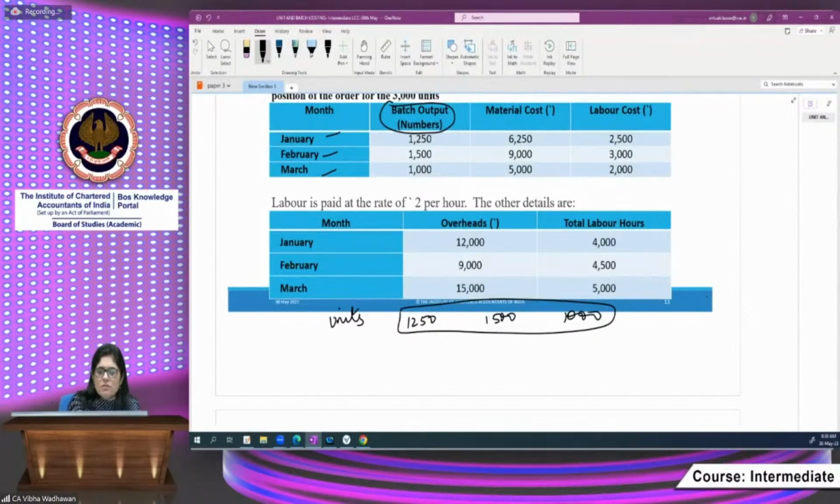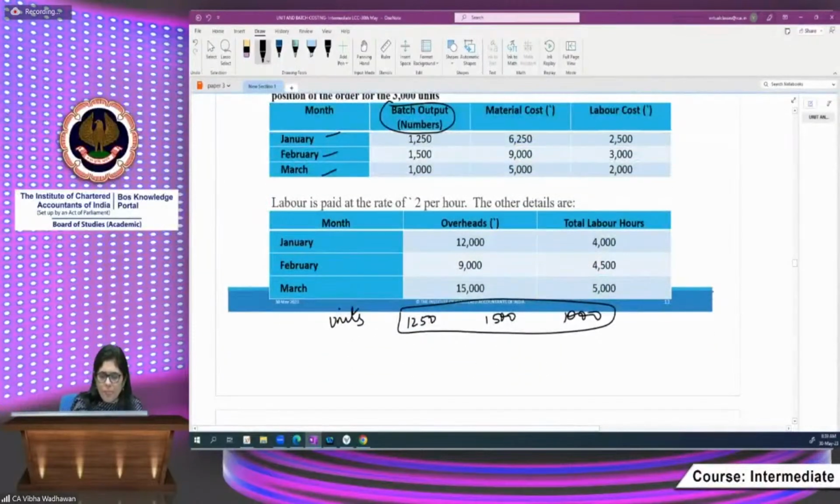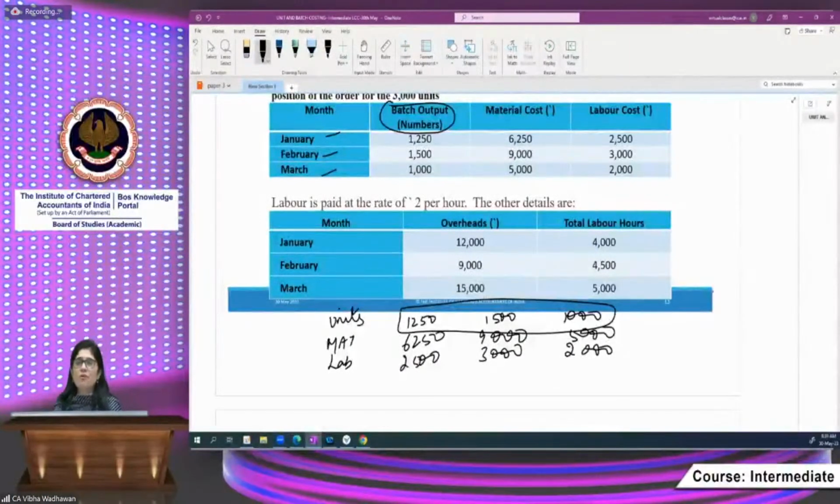All right. So again, material and labor. So you can start with material first. All right. So material you can write. Material actual cost you have 6250, 9,000 and 5,000. Material is actual cost. It's given in the question. Labor also actual is given in the question. 2,500, 3,000 and 2,000. We have to calculate profit per unit. So for profit per unit, we should have the cost per unit and the selling price per unit, which we have. All right. So labor.